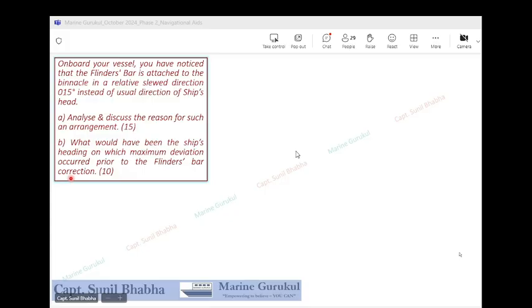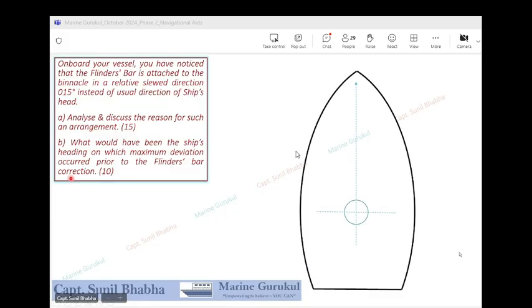So let us first try to understand the meaning of the question. Let's make a diagram of a ship. You can see a particular ship here. We have shown the binnacle. We have shown the fore and aft line. You can see this dotted line here, the fore and aft line. And we have also shown the athwartship line here to have a sense of directions.